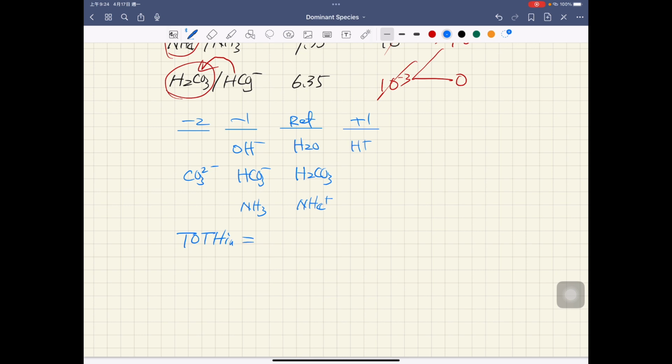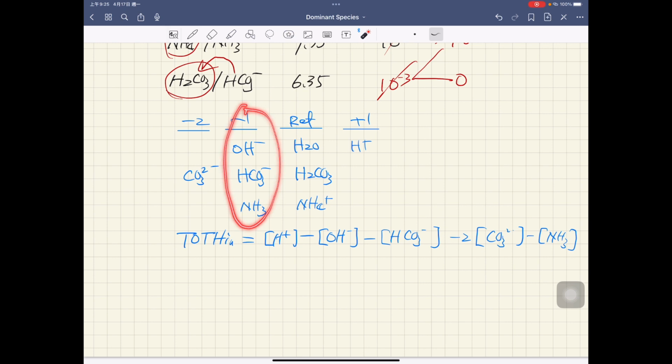Total H in, you have to look at how much H plus you put in, minus, if you put any OH minus in, HCO3 minus in, minus 2 CO3 2 minus, and minus NH3, right? So that will be the total H in. You write the H plus, minus the OH minus, HCO3 minus, and NH3, and minus 2 times CO3 2 minus.